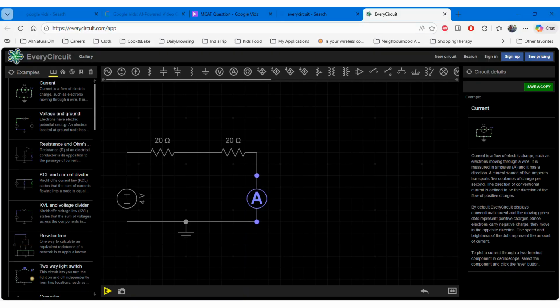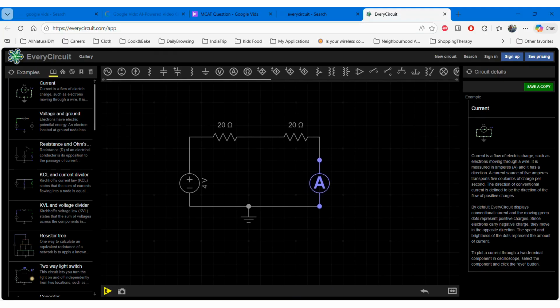I just want to show you right here, I have a circuit on everycircuit.com. As you can see, you can drag and drop. I have a 20 ohm resistor followed by another 20 ohm resistor, the ground, and a 4 volt DC current and an ammeter. So I can simulate what the resistance would look like and the current and so on.